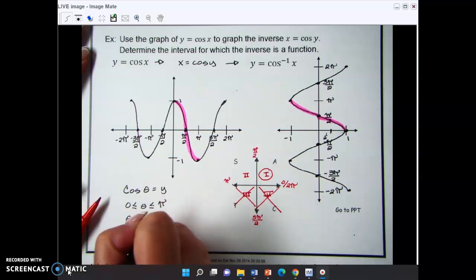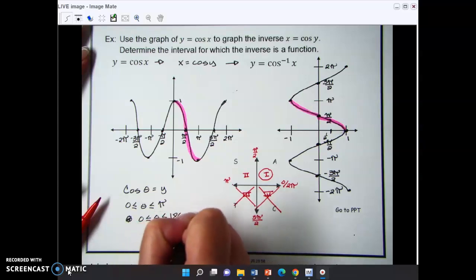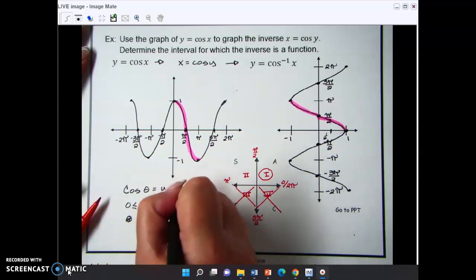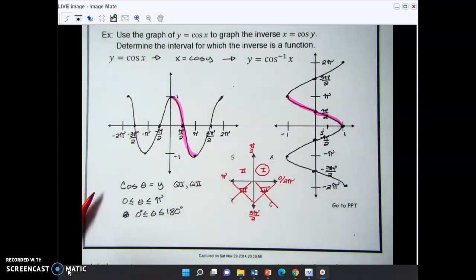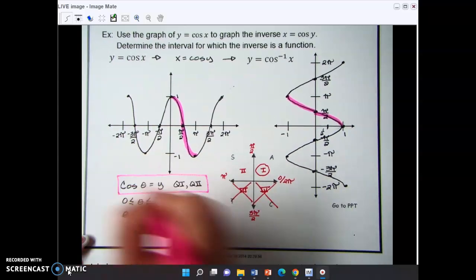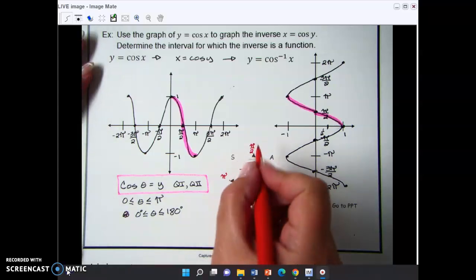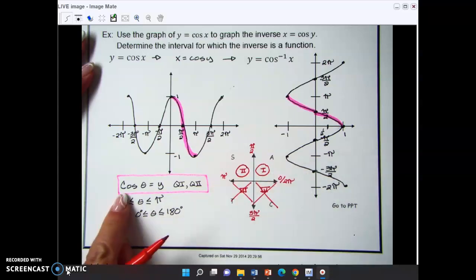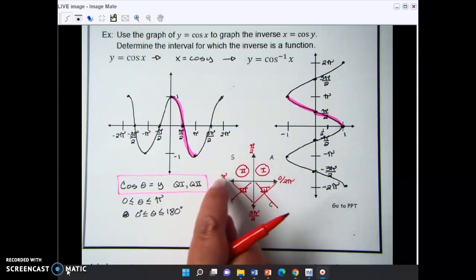Or in degrees, we would say, 0 is less than or equal to theta is less than or equal to 180. And then we can shorten that by saying it's in quadrant 1 and quadrant 2. So cosine of theta, when it's capital C, is defined for quadrant 1 and quadrant 2. And so we're going to learn a little bit later that those are called principal values. So just got to remember, inverse cosine or capital C cosine is only defined when theta is in quadrant 1 or quadrant 2, so from 0 to pi.